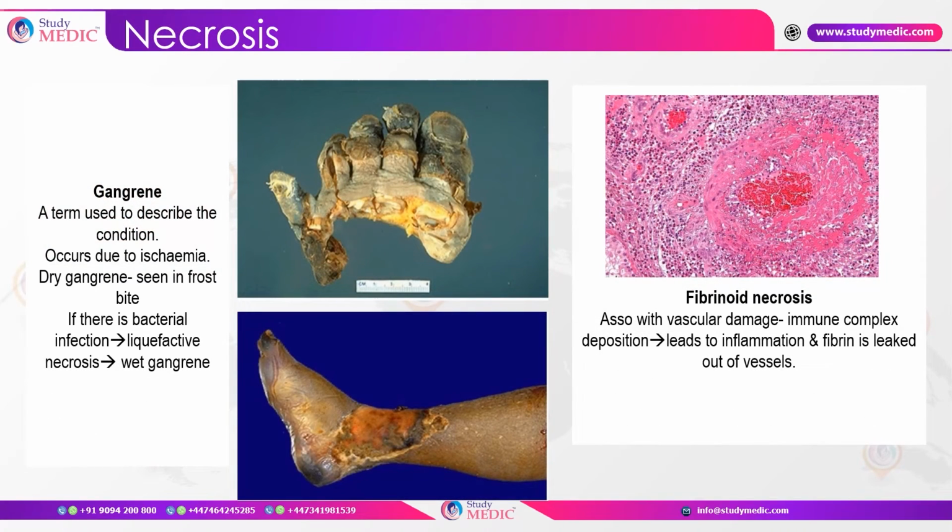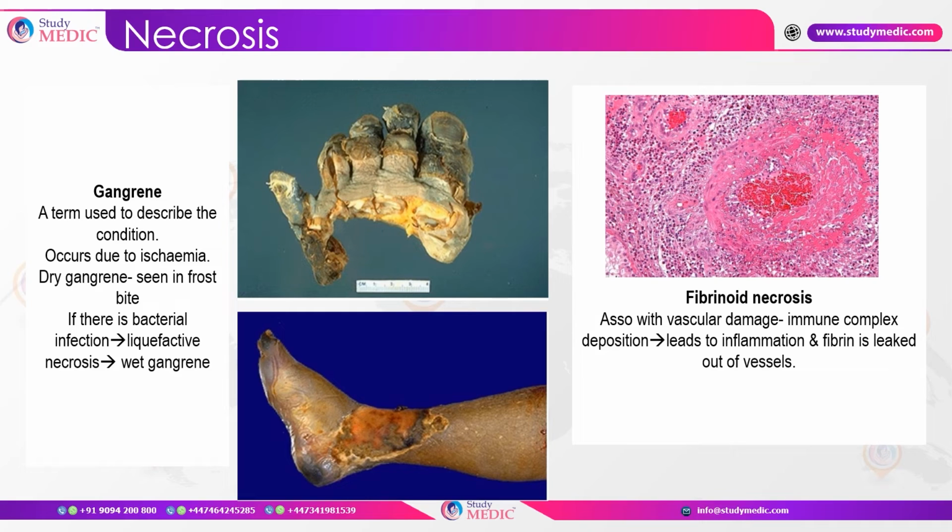The other type of necrosis is gangrene. Remember, gangrene is not typically a necrosis, but a clinical term used to describe the changes that are happening in the tissues. Gangrene basically occurs because of ischemia. It can be dry or wet type. Dry gangrene is typically seen in frostbite. Whenever there is bacterial infection, it gives rise to liquefactive necrosis, and the gangrene that happens is called wet gangrene, typically seen in the upper or lower limbs.